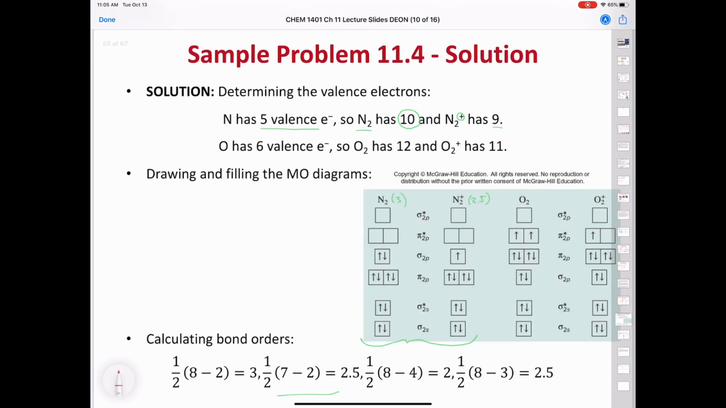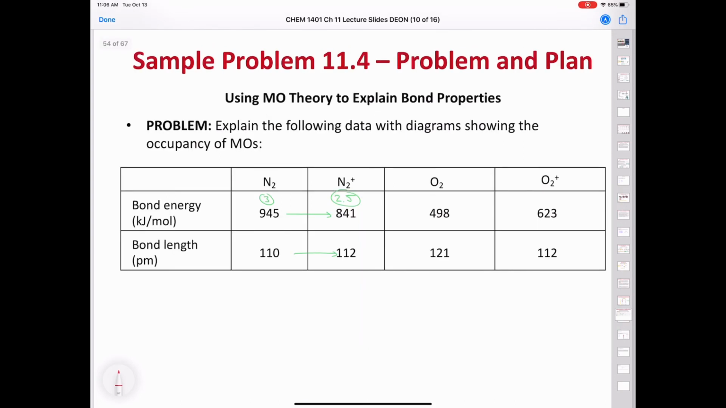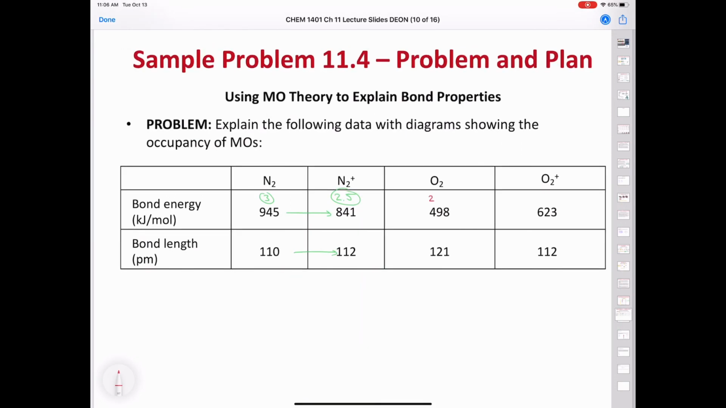Now if we look at O2 and O2 plus, oxygen has 6 valence electrons, so 2 times 6 gives you 12 for O2. O2 plus, we have to remove one, and we have 11. Remember that these molecular orbital diagrams have no orbital mixing. We calculate the bond order for O2, and it has a bond order of 2, and we calculate the bond order for O2 plus, and it has a bond order of 2.5. And that makes sense. If we have a bond order of 2 here for O2 and 2.5 for O2 plus, then that explains why its bond energy is going to be higher for O2 plus. And if the bond order is higher for O2 plus, that explains why the bond length is shorter.